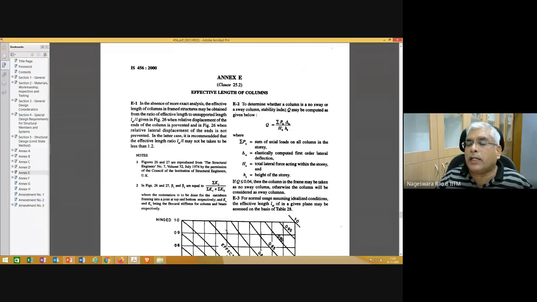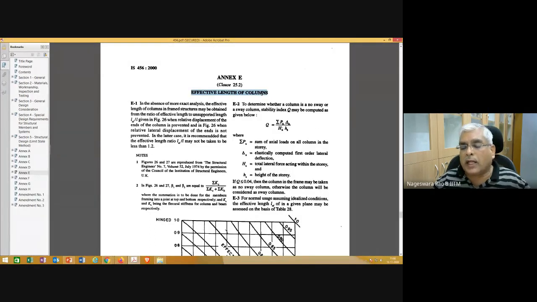Once you get the stability index, you check whether it is less than this particular value, 0.04. If that is the case, the column may be taken as a no sway column. Otherwise, the column is taken as a sway column. So accordingly, you can read either figure 26 or 27. Given a framing system, once you get a complete idea about the framing system of a particular building, you can find the effective lengths of different columns.